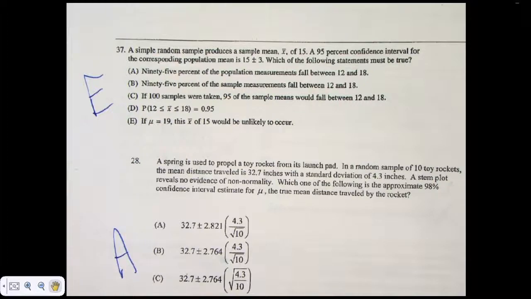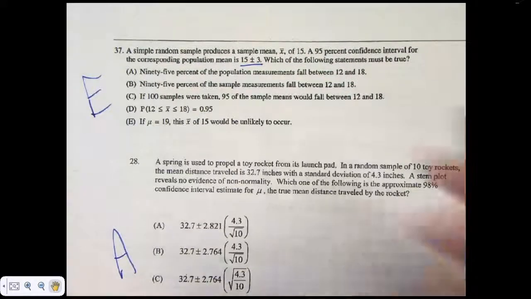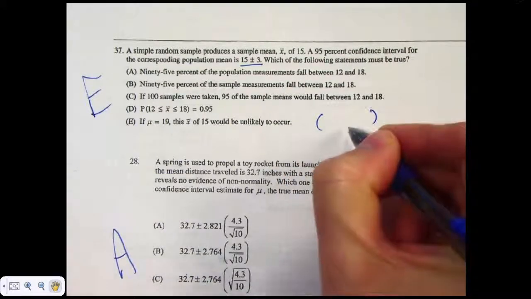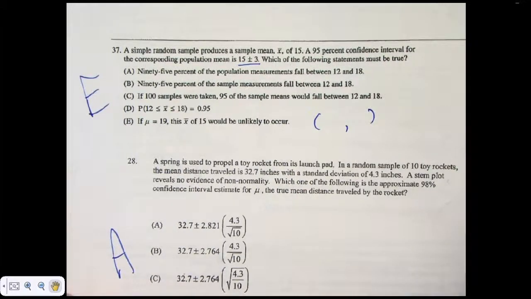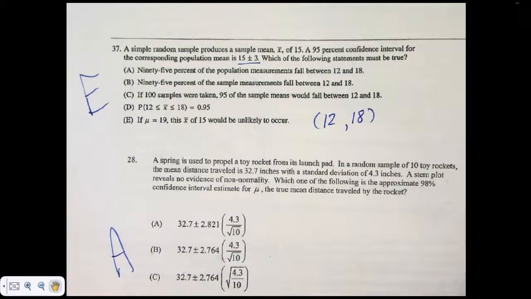Good. Contains the true mean, or captures the true mean. None of them say that. So now, what's my next one? What do I try now, because that one didn't work? If you look at this, 15 plus or minus 3, that would give me between what and what? If I go 3 each way, isn't that between 12 and 18?